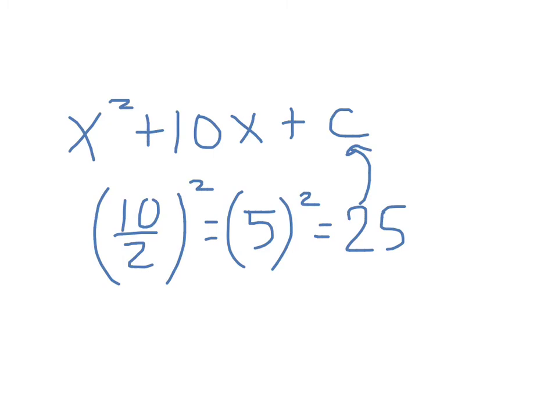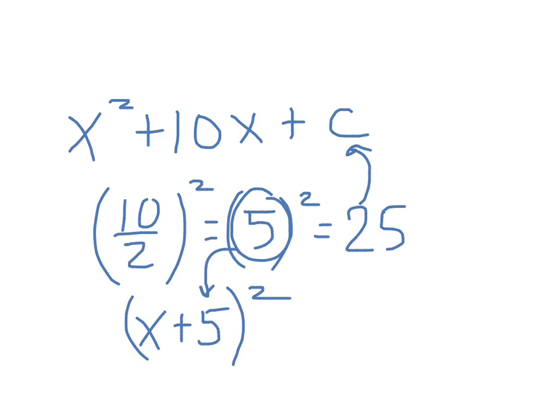What times what gives me x squared? What times what gives me 25 but adds up to be 10? Remember, this number and this number are always the same. So on 11 through 20, that's what they're asking you to do. There's no solving because there's no equal sign. They just want to know what number belongs in the c position and then factor it.